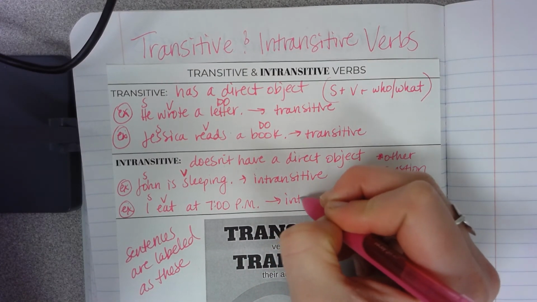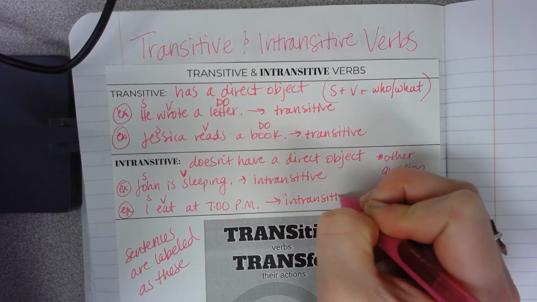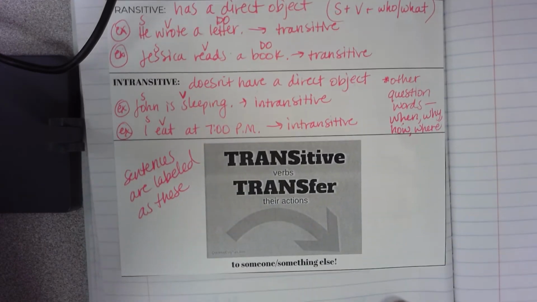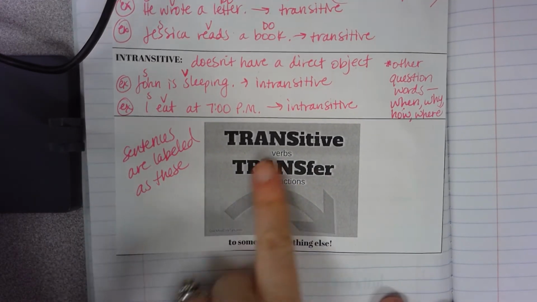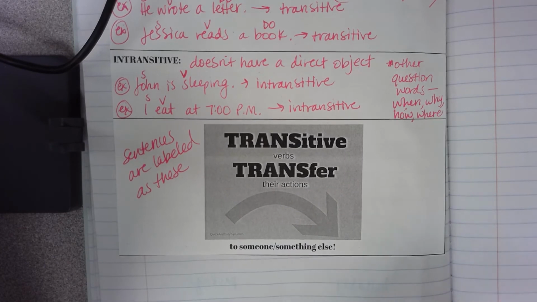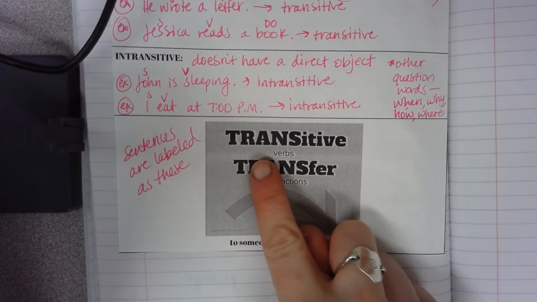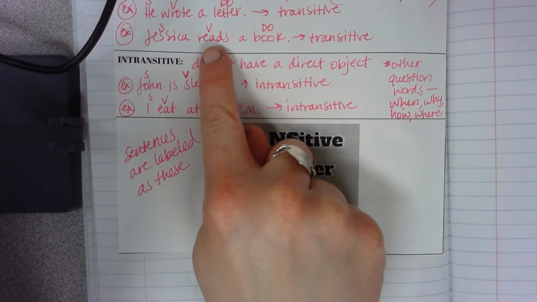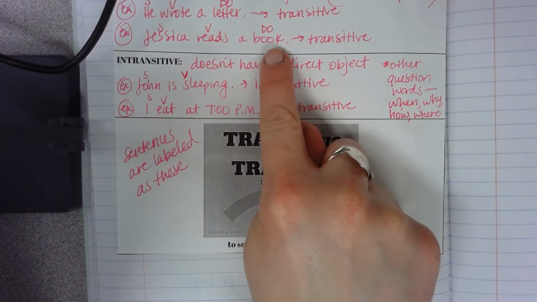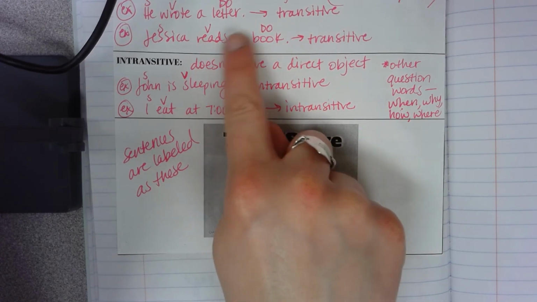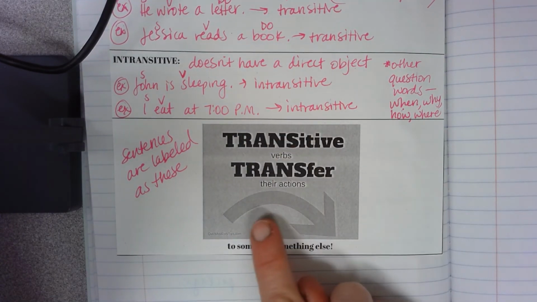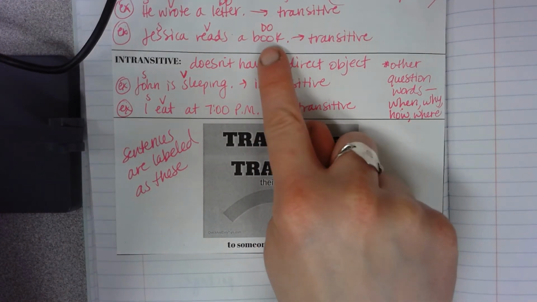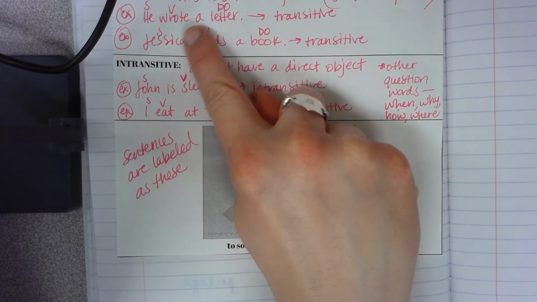Okay. All right, so now let's look at that little image there. This is basically explaining what a direct object is, even though it's talking about transitive. Transitive verbs transfer their action. Because reads is transferring its action to book, reads who, reads what, book, it's transitive. So that's why it's transferring their actions to someone or something else. Wrote what? Letter. Read what? Book.